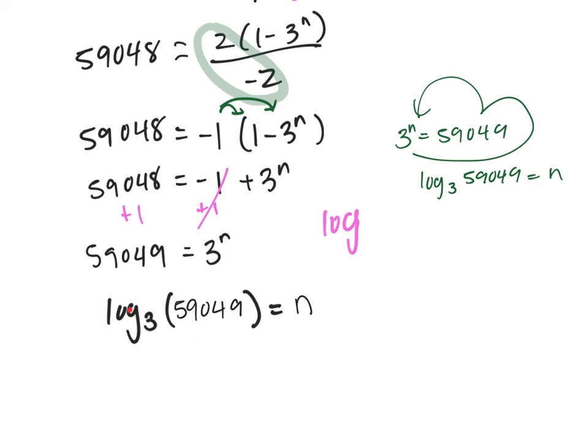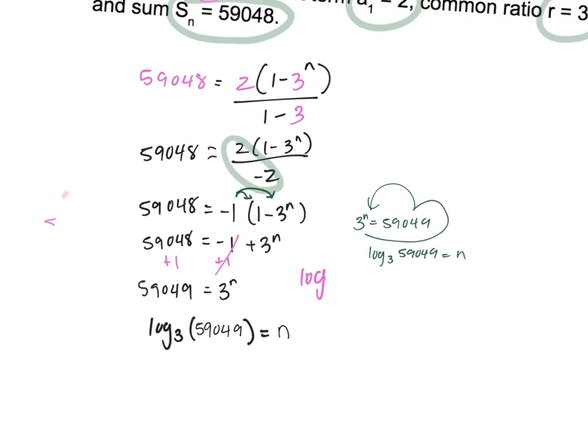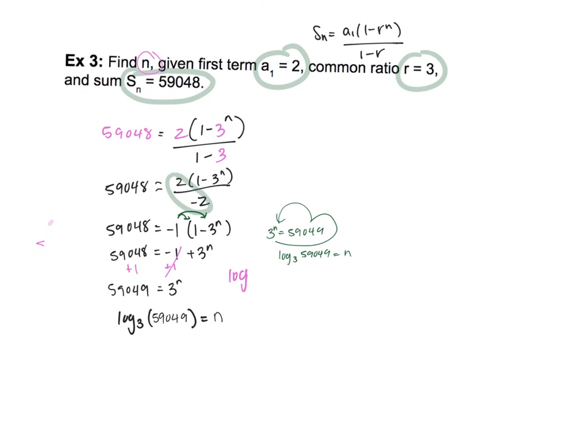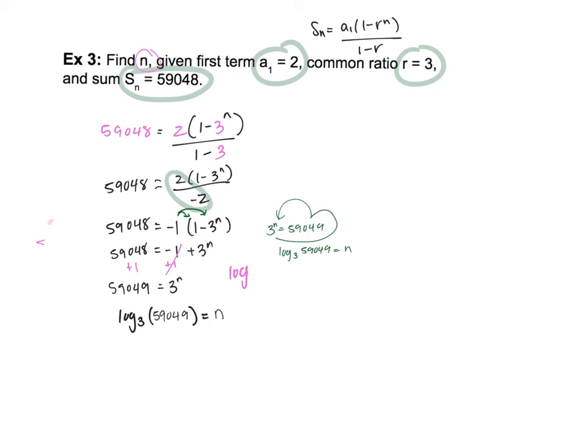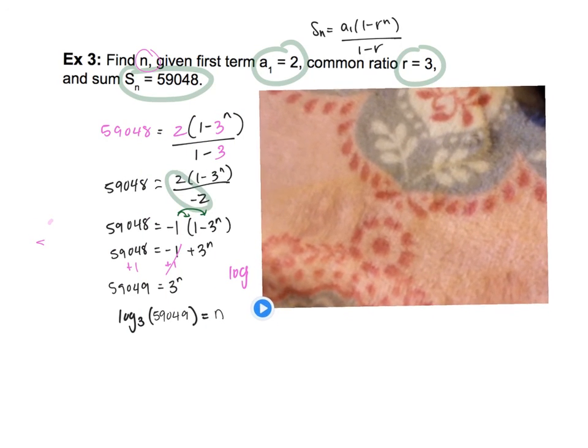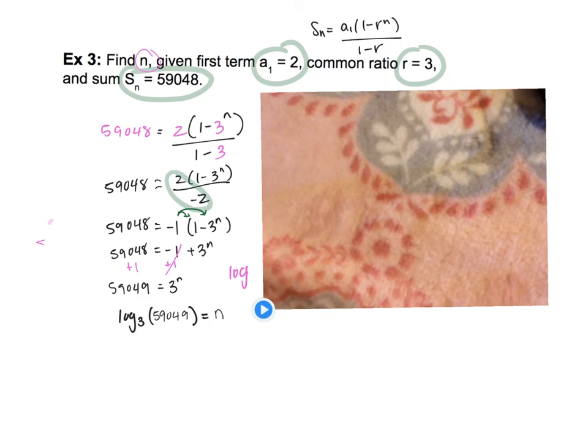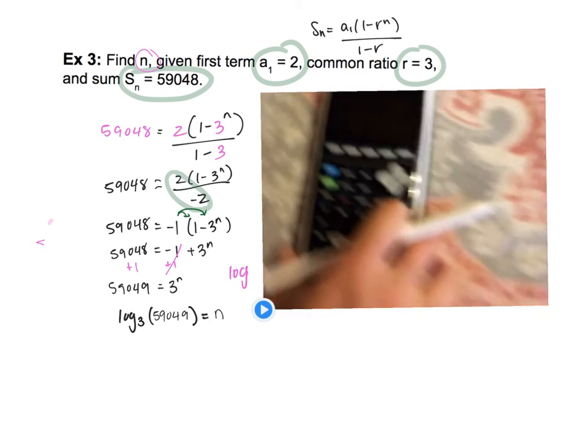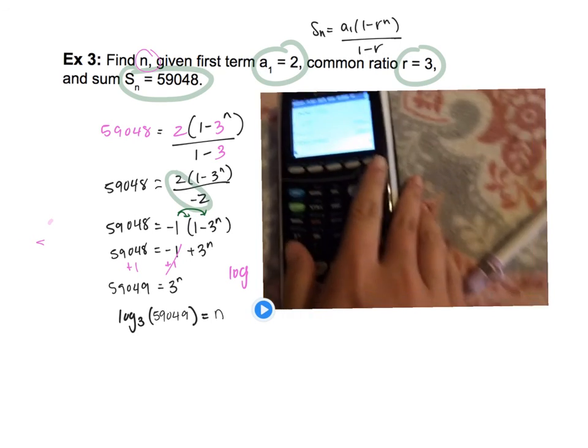Now, all I need to do is figure out what this is in the graphing calculator to do log. So I'm going to use my graphing calculator here to help me out. So let's see here. Let me see if I can turn on my video again. So here's my graphing calculator. I'm going to turn it back on.